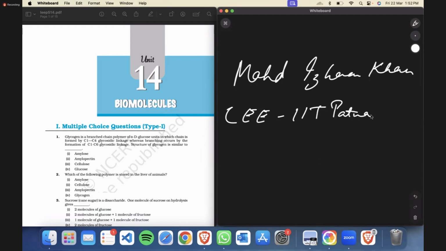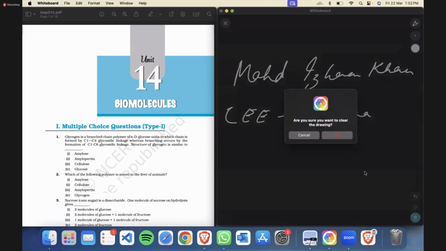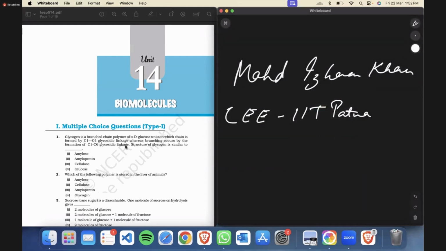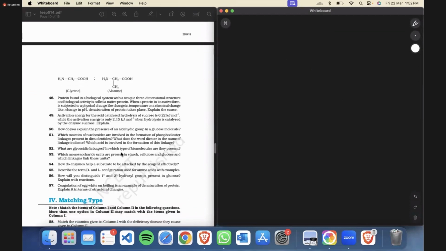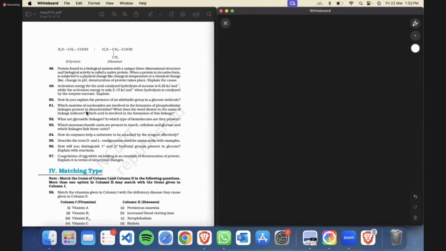So today we'll conclude our topic on biomolecules. We have run till question number 50, and we'll be starting from there onwards. Question number 50: How do you explain the presence of an aldehyde group in a glucose molecule?